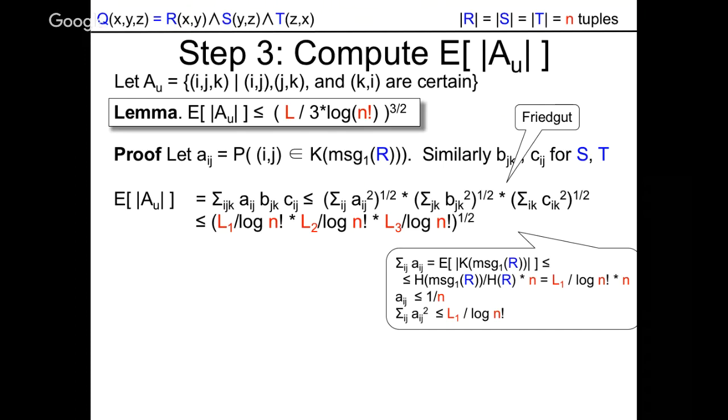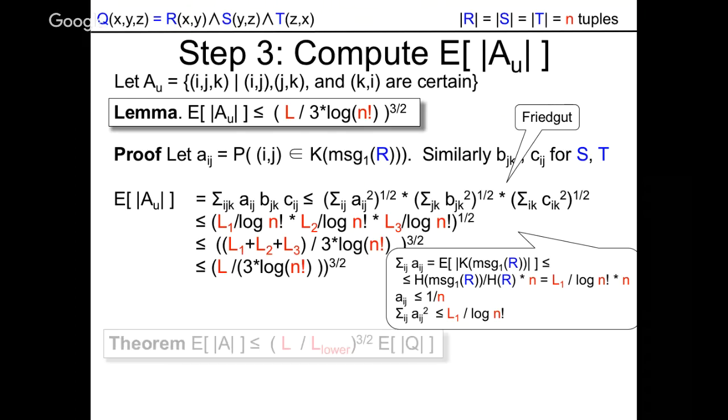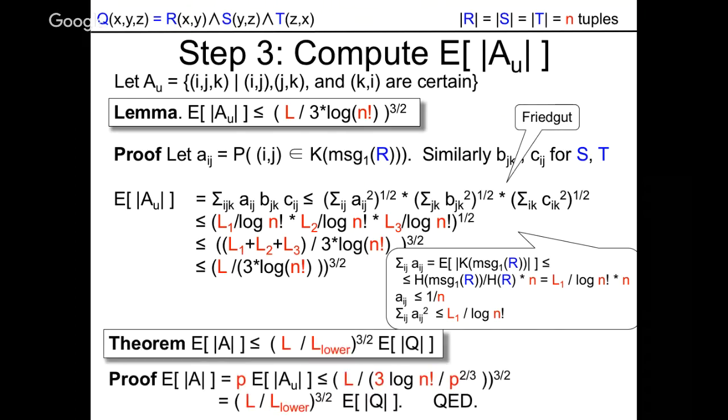This brings us to this inequality here. We have a product of L1, L2, L3. We apply the arithmetic-geometric inequality to get the sum. And this is exactly the inequality that we stated in the lemma. And from here, we obtain the theorem.